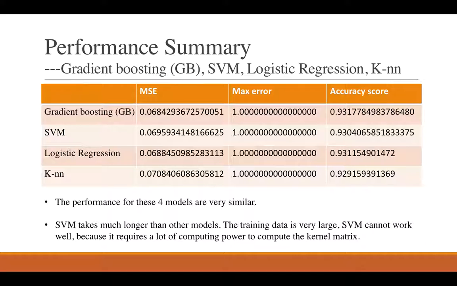Then I conducted gradient boosting, SVM, logistic regression, and KNN in Python. Here are the results I got. As we can see, the performance of these 4 models is very similar. They all have good results with a very low MSE and relatively high accuracy rate. I did encounter a hard time when I ran the SVM model. It took much longer than other models. The reason is that the training data is very large. SVM cannot work very well because it requires a lot of computing power to compute the kernel matrix.